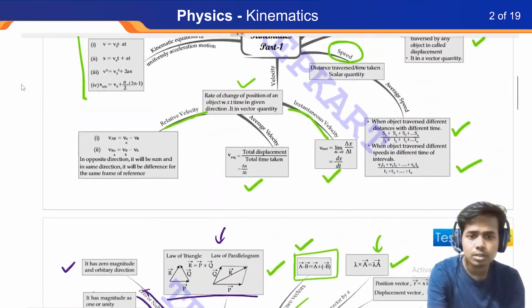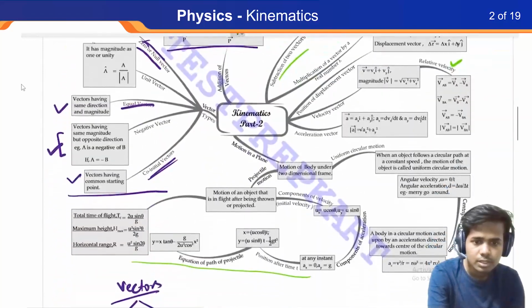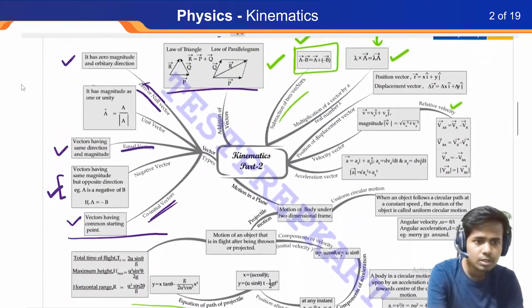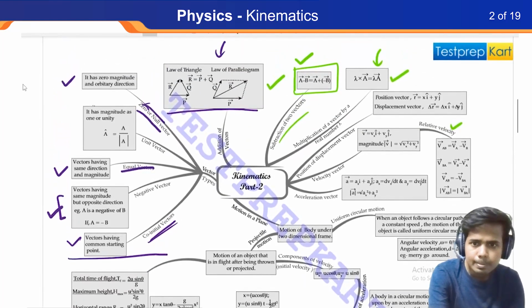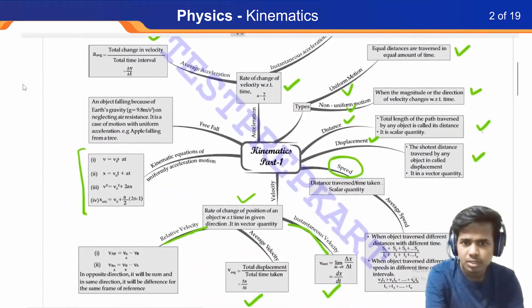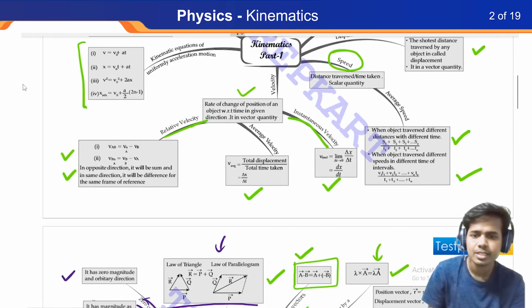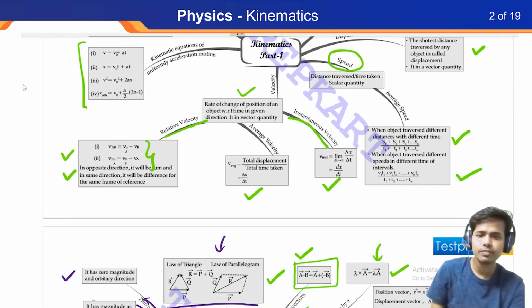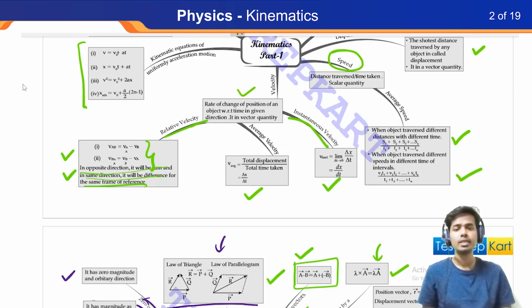I think yes. Relative velocity, where is it? Maybe it must have been in written form. Yes, this is the thing I just explained. This is the relative velocity, and in the opposite direction it will be added, and in the same direction you will take the difference. This is the relative velocity.